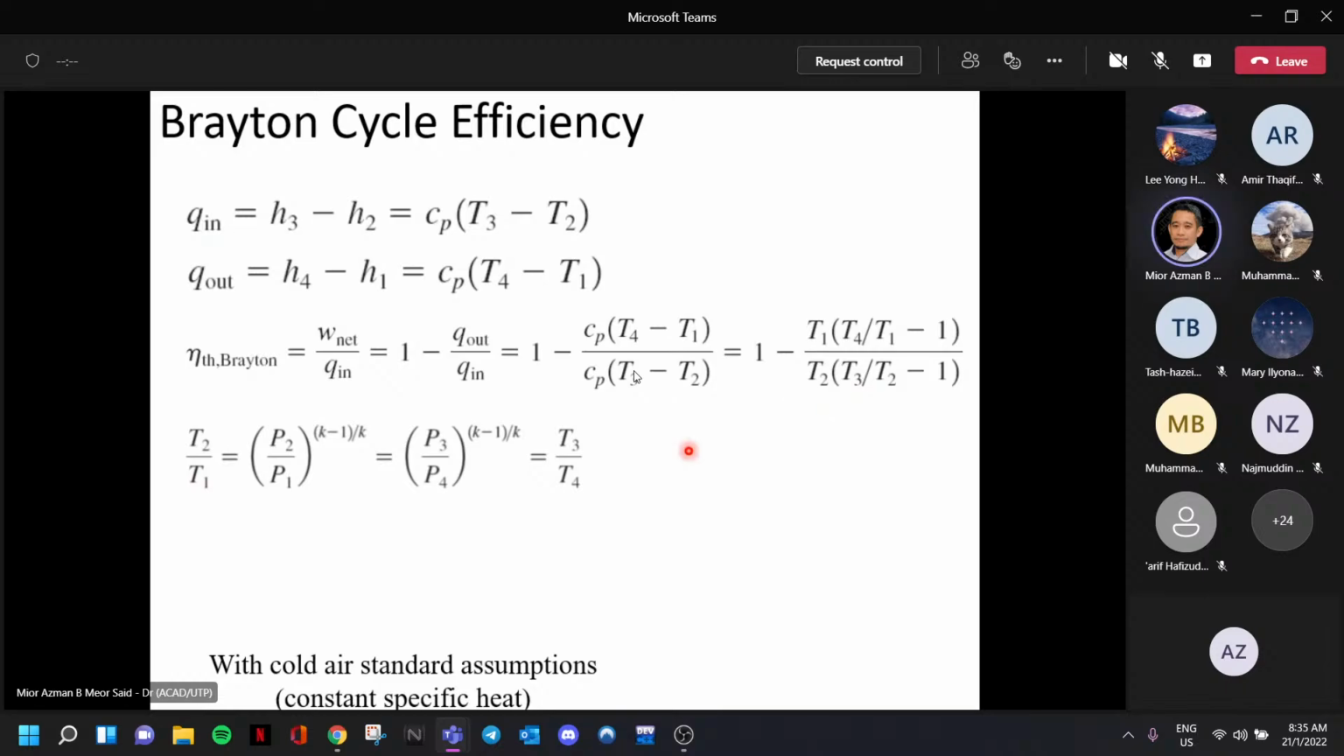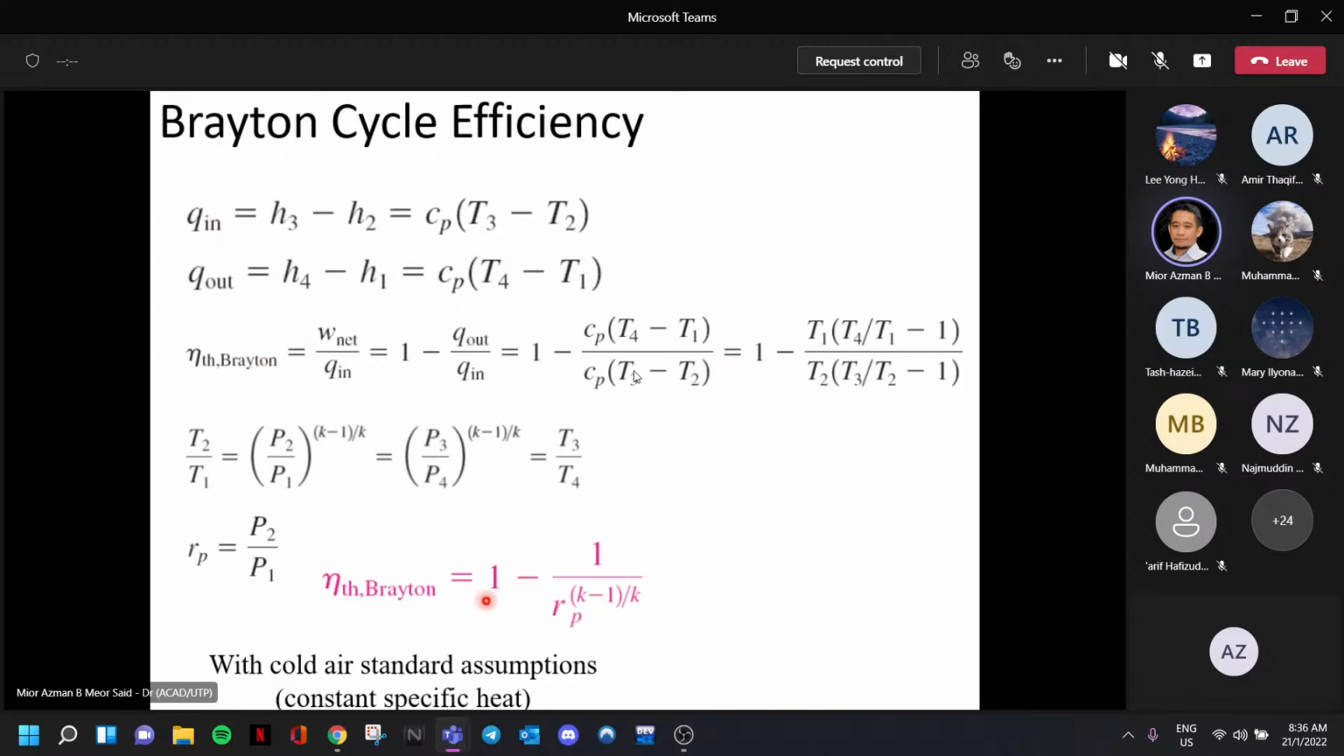Right, and for the isentropic relationship, T2 over T1 is equal to P2 over P1 to the power of (k minus 1) over k. It's from your equation from thermodynamics 1. So you can relate that T2 over T1 equal to T3 over T4. And so this is a new term here. It's called the pressure ratio for Brayton cycle. So it's equal to P2 over P1.